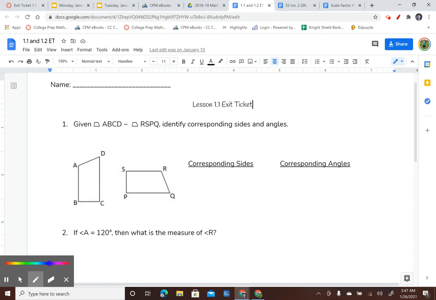Hello everybody, here we're taking a look at exit ticket 1.1. So first things first, I'm going to go ahead and write my name up top here. And now I'm going to get started.